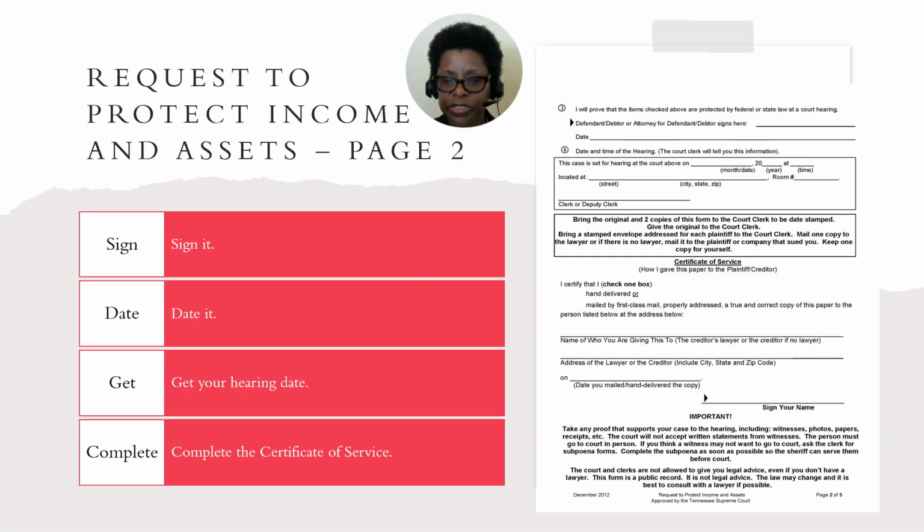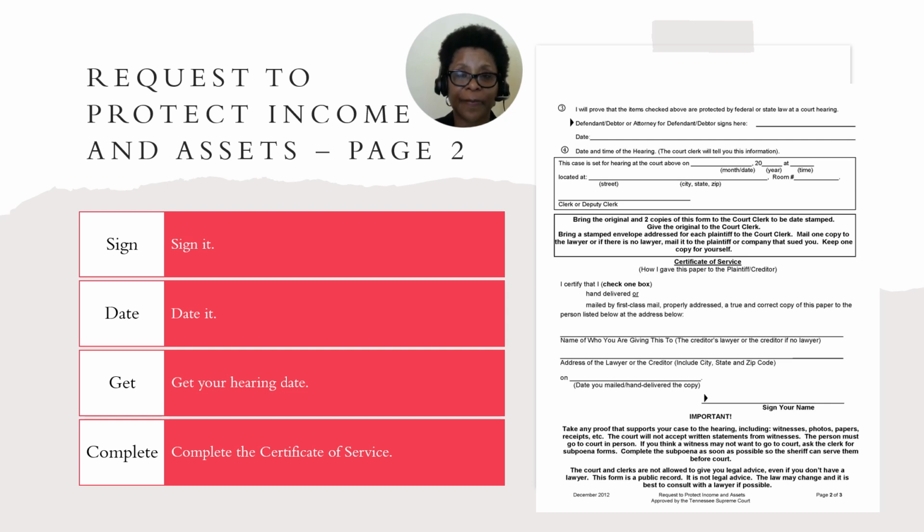So on this next page too, you're going to sign it. You're going to date it. You're going to get a hearing date, and also need to complete your certificate of service as well, which is the person that sued you, the creditor. You write in their information, and then you would sign it. And so if you're going to hand deliver it to them, indicate that you're going to hand deliver it. If you're going to mail it, circle or mark which one that you're doing. That way it's clear. Sign your name, and then this will be filed with the court.